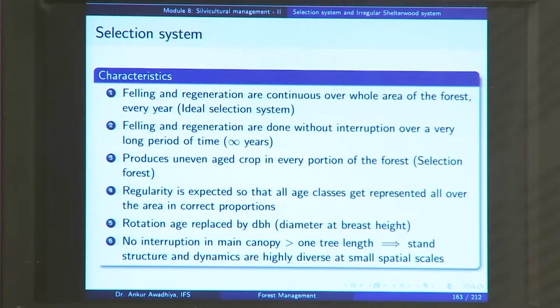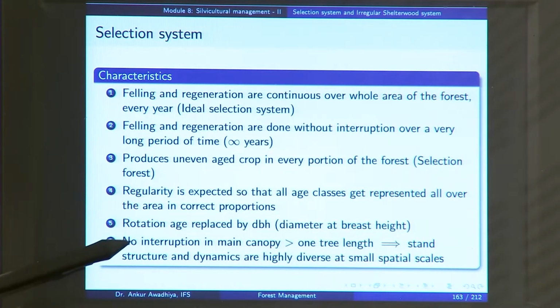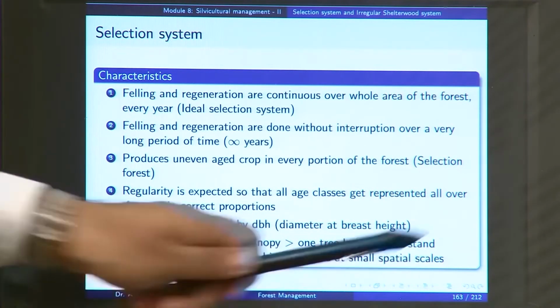So, this looks very similar to a natural forest, at all times you have a canopy cover. So, there is no interruption in the main canopy which is greater than 1 tree length, which means that the stand structure and dynamics are highly diverse at small spatial scales.